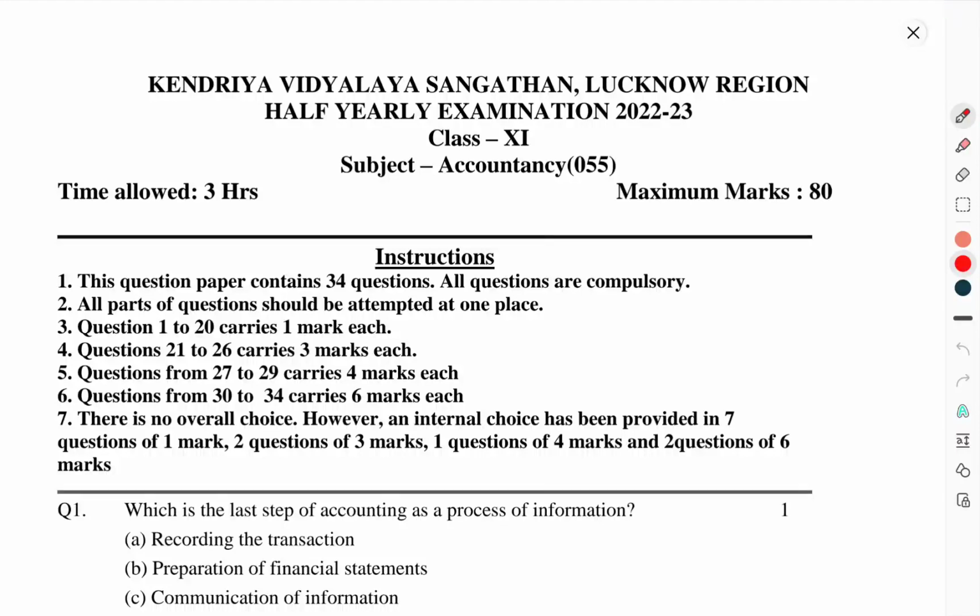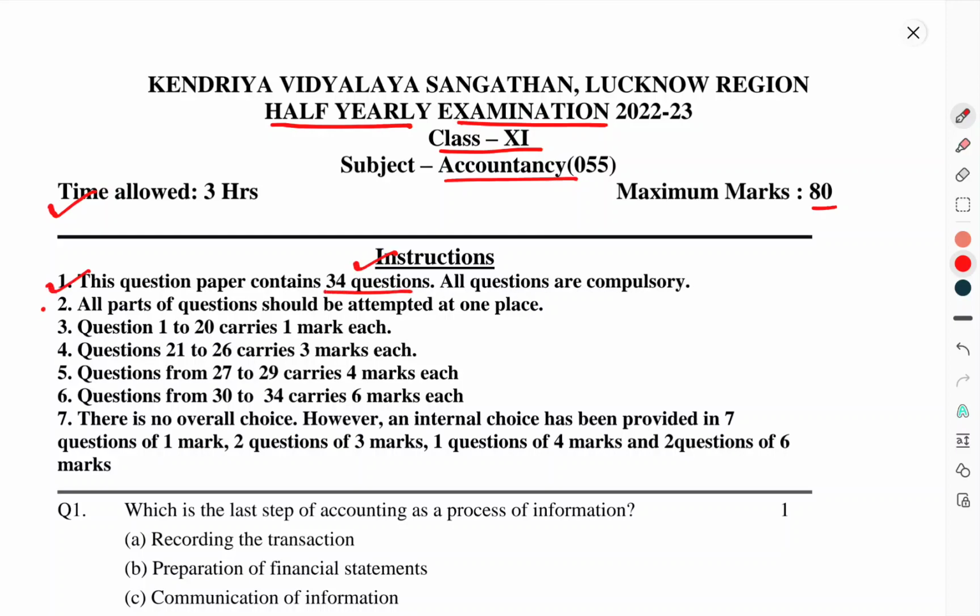Yes, now we have to discuss the half-yearly examination, class 11th, subject accountancy. This is the question paper of Kendriya Vidyalaya Sangathan. So let's start. First of all, time allowed 3 hours. Maximum marks 80. Instructions. This question paper contains 34 questions.